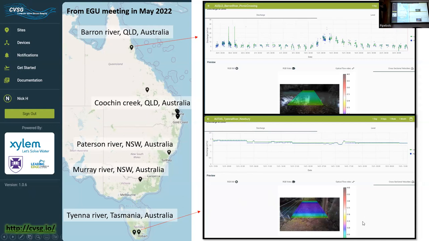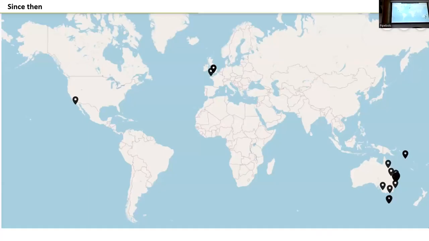This is a slide from the EGU meeting in May 2022. So we mostly had trial sites across the eastern seaboard of Australia. If you advance the slide from there, we expanded the trial sites a little bit more. I can probably leave it there.